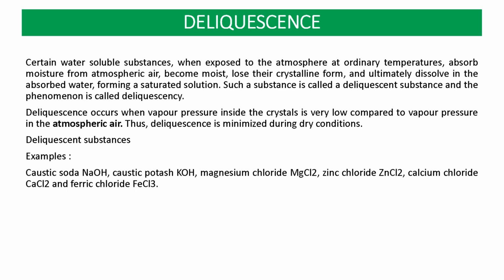The next topic is deliquescence. So what is the meaning of deliquescence? Deliquescence is the phenomenon in which substances absorb moisture from the atmosphere until they become a solution. So certain water soluble substances, when exposed to the atmosphere at ordinary temperature, absorb moisture from atmospheric air, become moist, lose their crystalline form, and ultimately dissolve in the absorbed water.